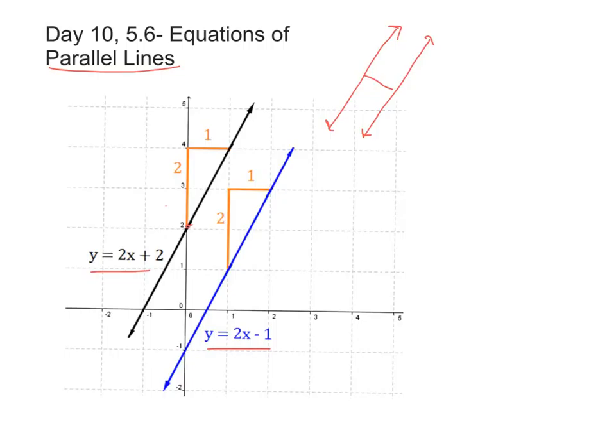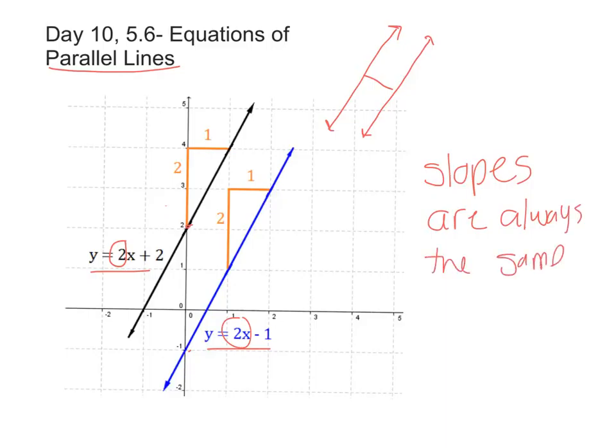First of all, the y-intercept is 2 on the top line, the black line, and it's negative 1 on the blue line. But what do you notice about their slopes? Well, if they're parallel lines, just looking from the picture, it looks like their slope is the same. And sure enough, when we look at the equation, the slopes are always the same. So that's with parallel lines. The basic fact that we're going to have to remember is that the slopes are always the same. So, using that information, I'm going to start the first problem.